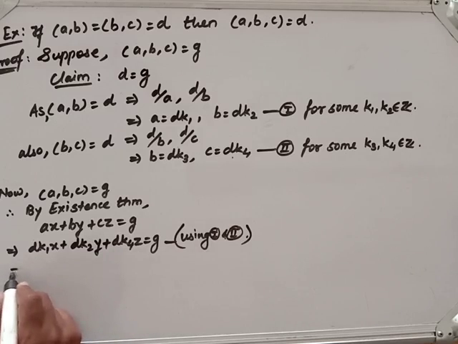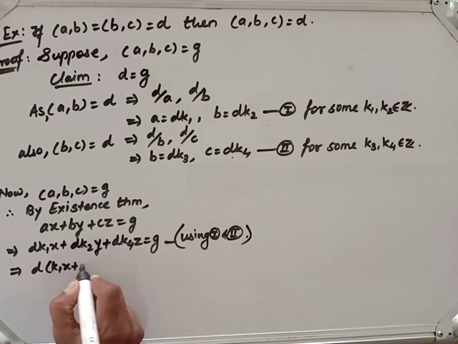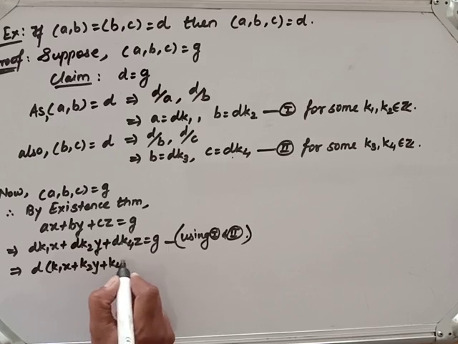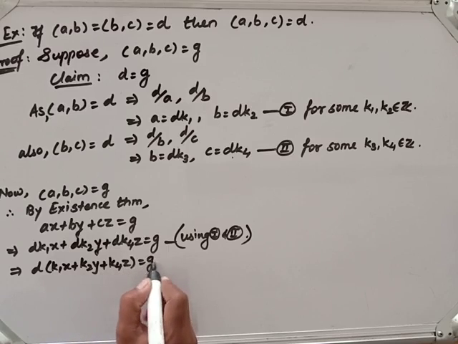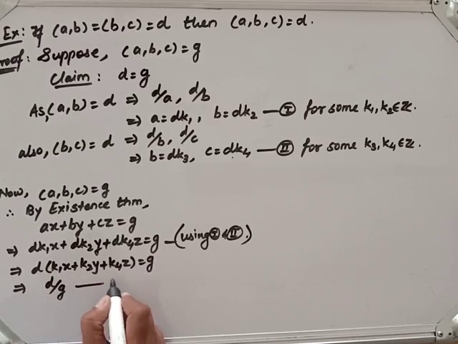Now from this we can take D common. D will be common: k1x plus k2y plus k4z, that is equal to G. That is the same as D divides G. Call it equation number 3. Now we get D divides G.